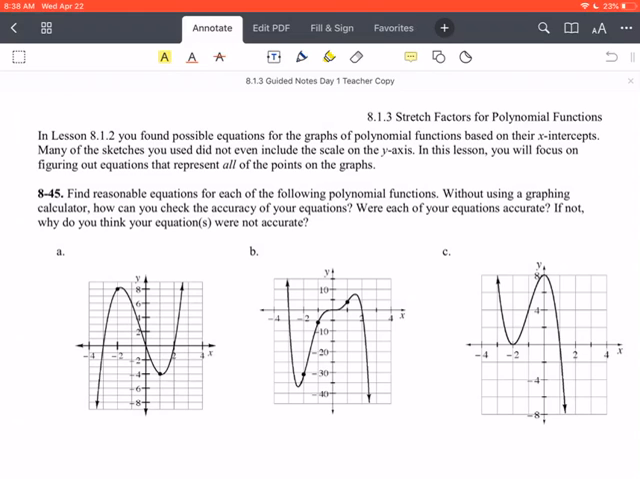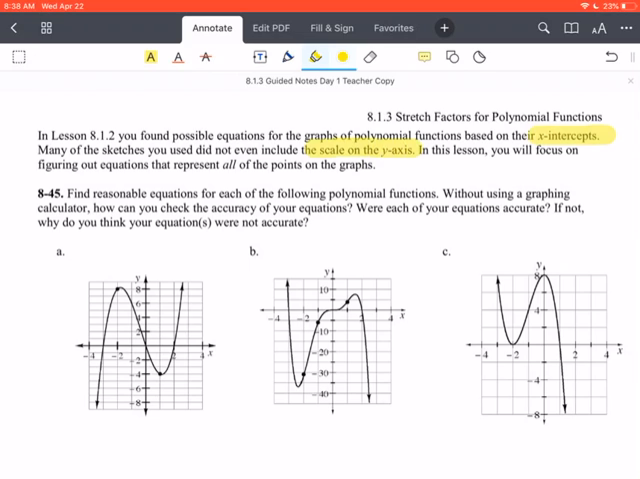So it's reminding us in the beginning of the note sheet that in lesson 812 you found possible equations for graphs of polynomial functions based on the x-intercepts. Many of the sketches that we used did not include a scale on the y-axis, okay? And I kept saying ignore how far up or how far down the peaks and valleys are going, because when we looked at Desmos, sometimes that came up to be like 500 or negative 500.